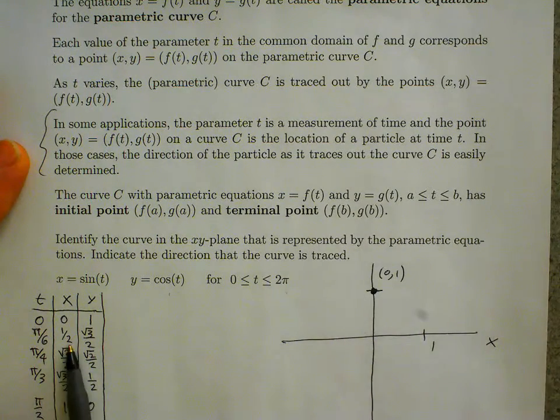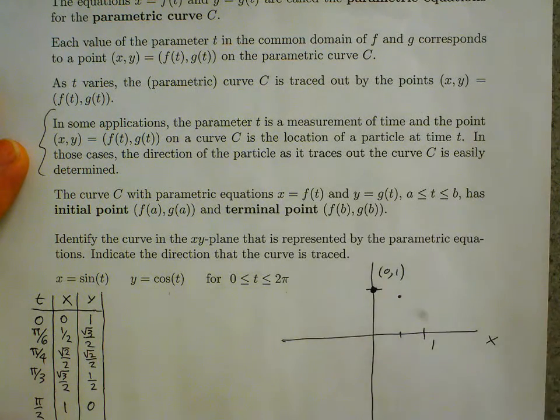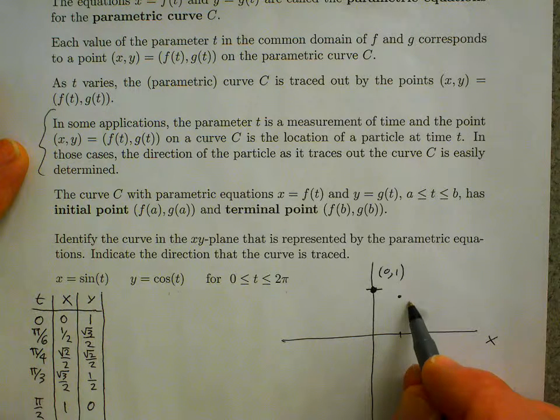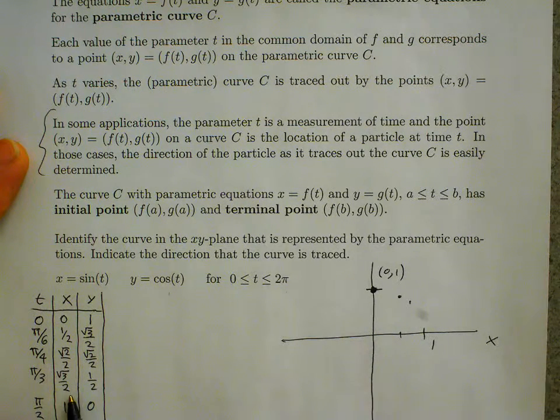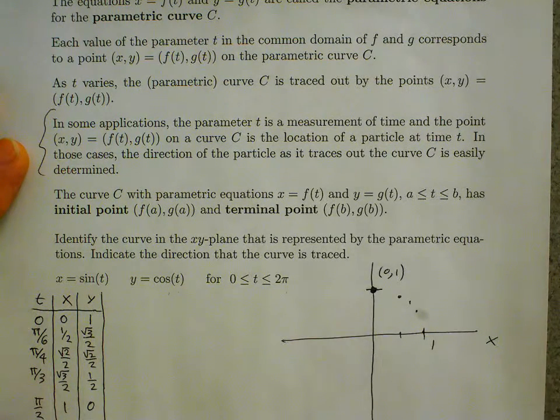And then 1/2, square root of 3 over 2. Square root of 3 over 2 is a little bit bigger than 0.85, so it's about there, say. Square root of 2 over 2, that's about 0.7. Square root of 3 over 2. And then 1, 0. Okay.